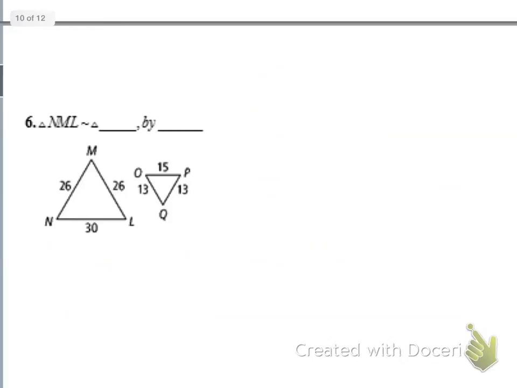Okay, my next one, it doesn't look like I have any angles congruent, so I'm going to be checking my proportions for my sides. So let's do 26, it matches with one of the 13s. I got another 26 and 13, and a 30 and 15. So if I divide all of them, I get 2 equals 2 equals 2. So all my sides are proportional, so side, side, side.